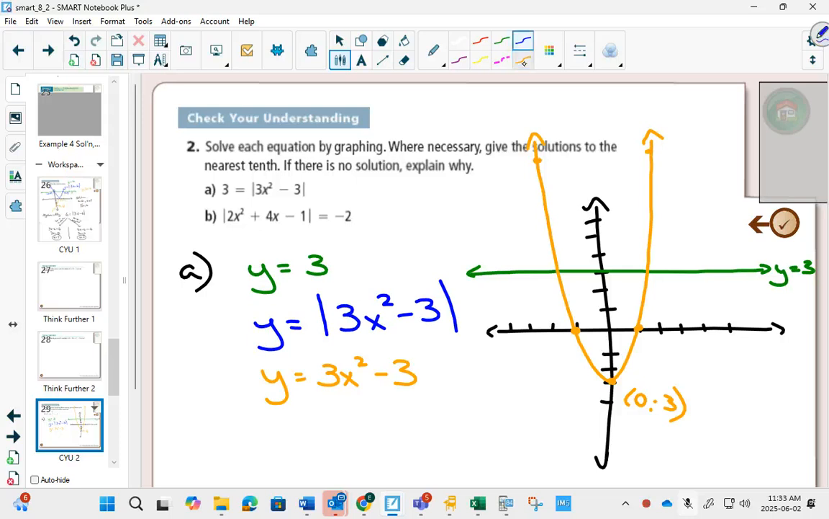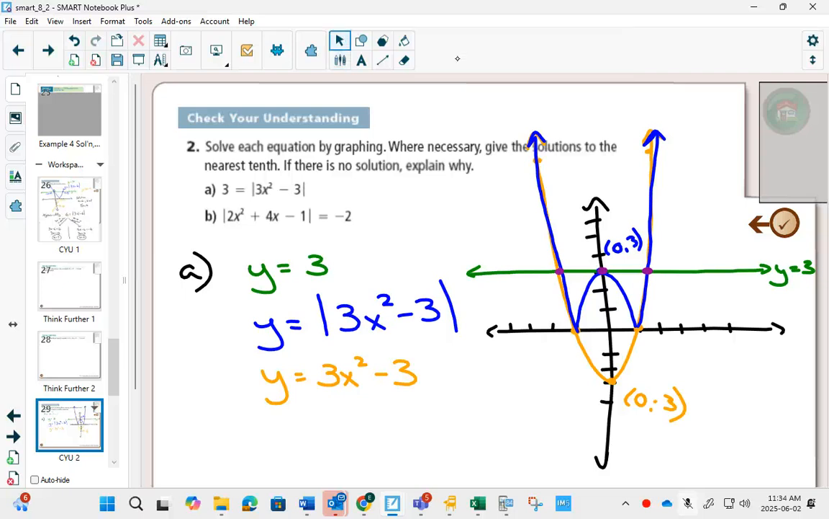Then our blue graph, which is the absolute value, would be the same as the orange graph wherever the y values are positive. So this part would stay the same. And wherever your y values are negative, that's going to get flipped up. So 0, negative 3 is going to get flipped to 0, comma 3. Can you see that we have 1, 2, 3 solutions? The x equals 0 is really easy to see. The problem with the other ones is it's somewhere in between 1 and 2. And I can't tell from my graph this way exactly where it is.